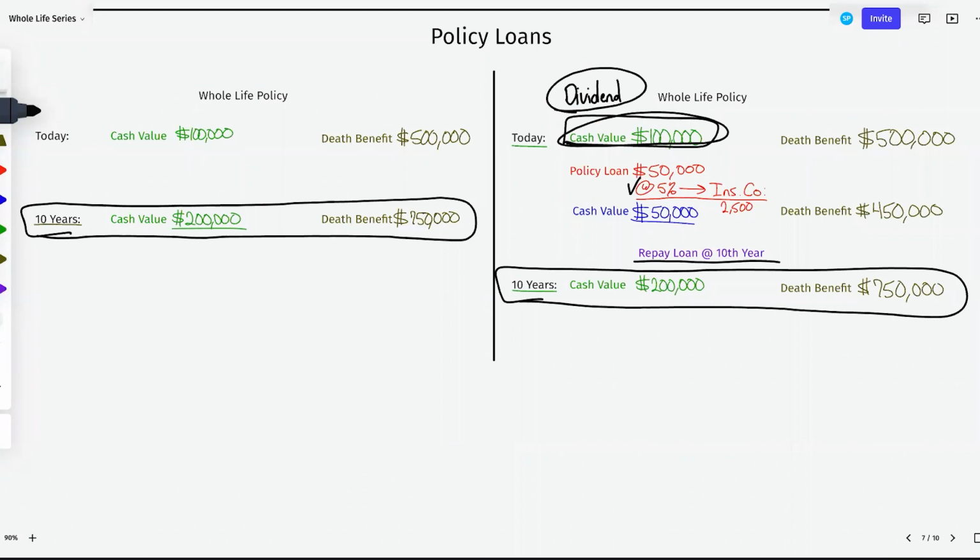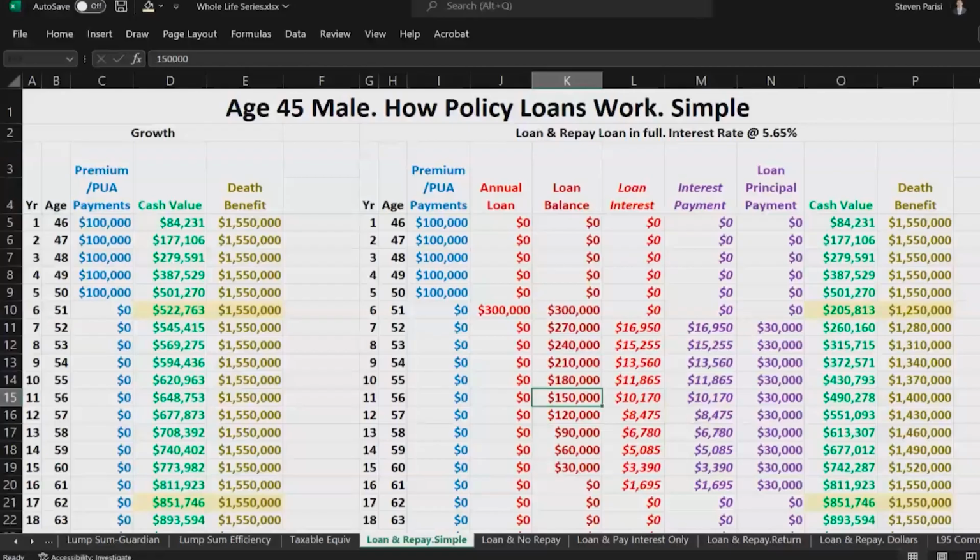Let's take a look at some numbers here. So what we're going to look at is a simple policy where we've got a 45-year-old individual. He is going to fund the policy with $100,000 per year for 5 years and then nothing thereafter. So we've got a simple funding schedule here, and we can make this 10 grand per year, but you'll see exactly where we're going. So first, we'll look at growth.